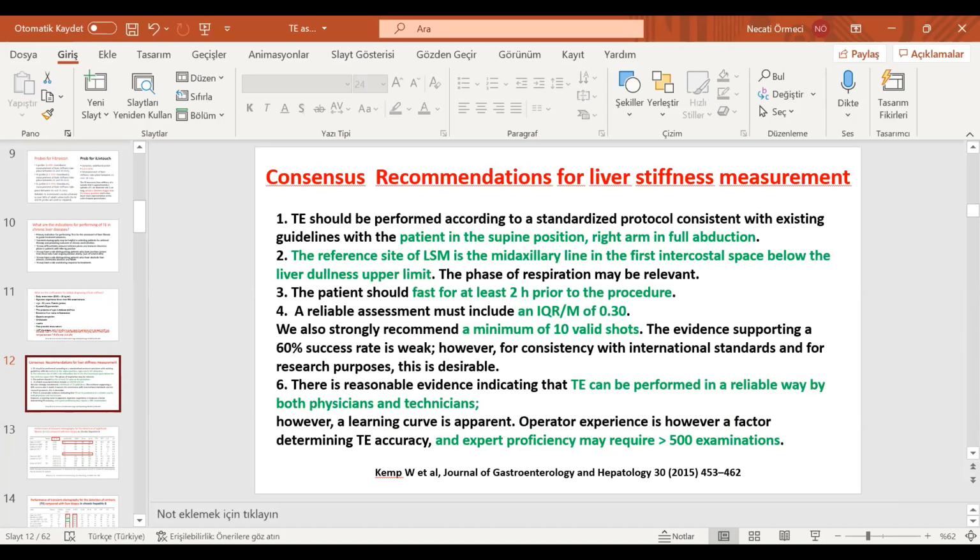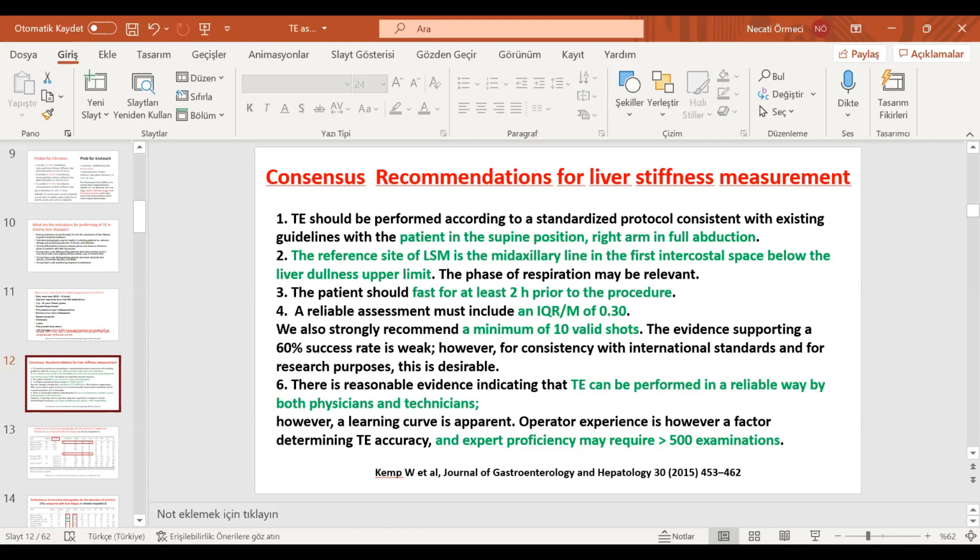There are some consensus recommendations for liver stiffness measurement. Patients should be in the supine position with the right arm in full abduction. The reference site of stiffness measurement is the mid-axillary line, in the first intercostal space below the liver dullness upper limit. The patient should be fasting at least 2 hours prior to the procedure. The interquartile range per median should be less than 30%. And we strongly recommend at least 10 valid shots.